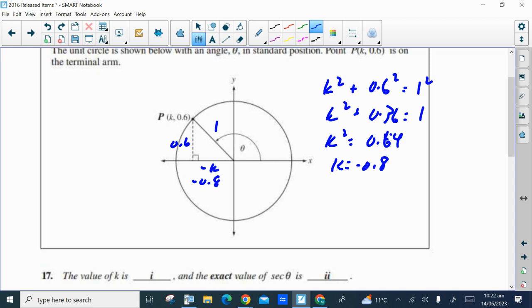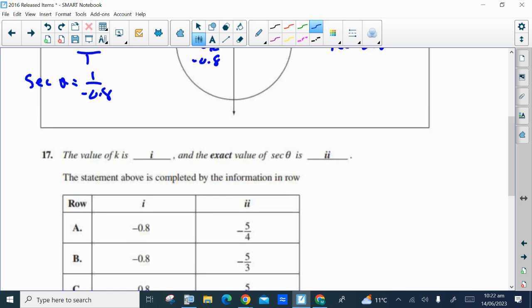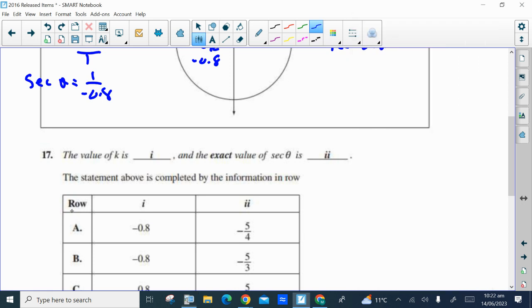To find the secant, we take the reciprocal of the cosine. The cosine of theta would be negative 0.8 over 1. So the secant would be 1 over negative 0.8. But note that all the choices for secant are a fraction, so let's use our calculator and go 1 divided by negative 0.8 to get the decimal, and then let's turn it to a fraction, negative 5/4. So that's why A was the correct answer.